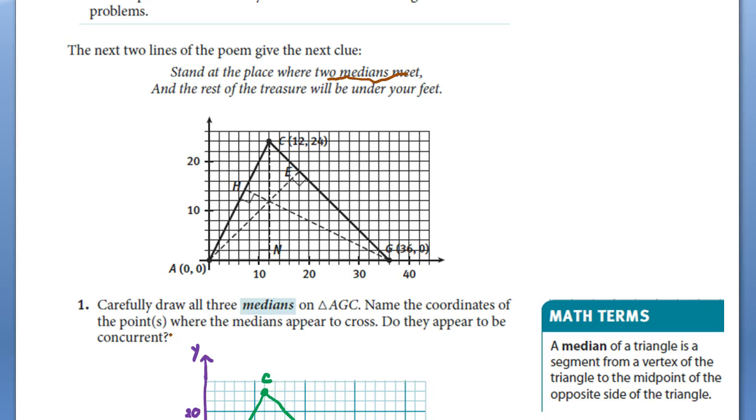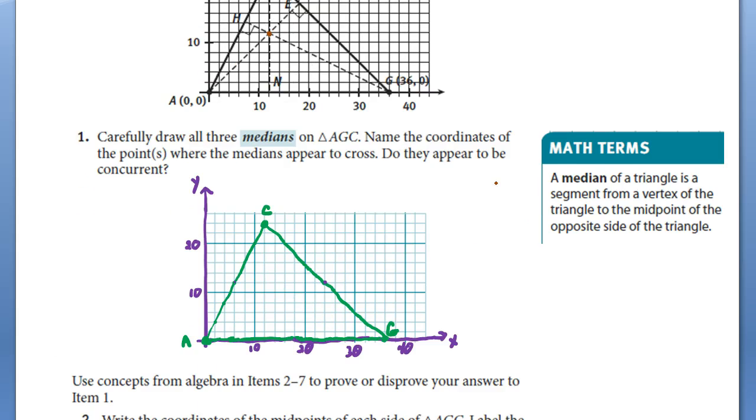So question 1, carefully draw all three medians on triangle AGC. Name the coordinates of the points where the medians appear to cross. Do they appear to be concurrent? So here in this picture we have the one from the other day that had the altitudes drawn, which intersected at that position right there, called the orthocenter.